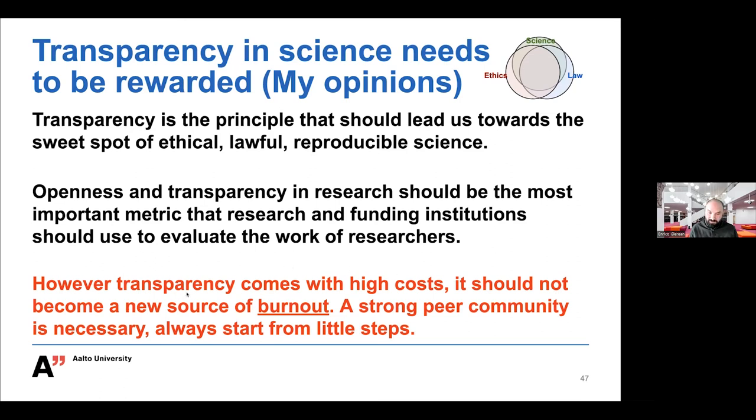However, what we should not forget is that it's often lots of work to make everything open and transparent. And usually it's work that is given to the doctoral students, the doctoral candidates, unfortunately. So this should not become a new source of burnout for the young scientists, for the young researchers. We need a strong peer community of people that can support each other. And together we can start from little steps. The links that I gave earlier, like the CodeRefinery community, are where you can start. Pick one thing from your process that is not transparent and fix just that, and then move on to the next one.